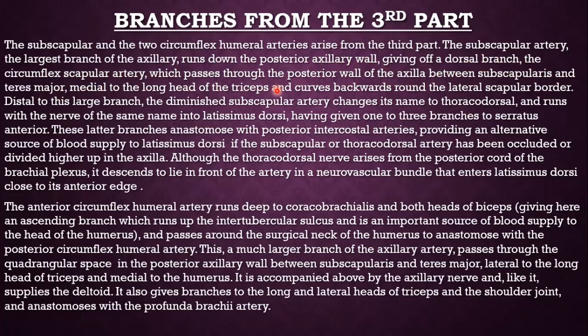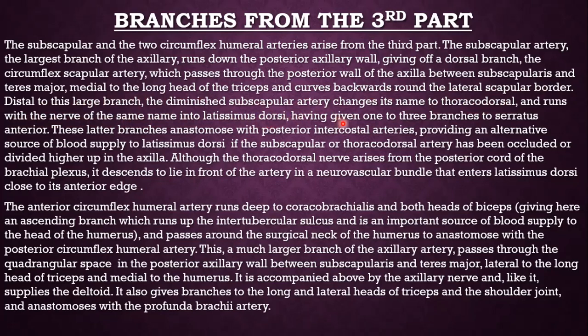I think that is through the lower triangular space. Then it usually curves backwards round the lateral scapular border. Okay, now after giving off the circumflex scapular artery, the subscapular artery changes its name to the thoracodorsal artery, which runs with the thoracodorsal nerve into latissimus dorsi.